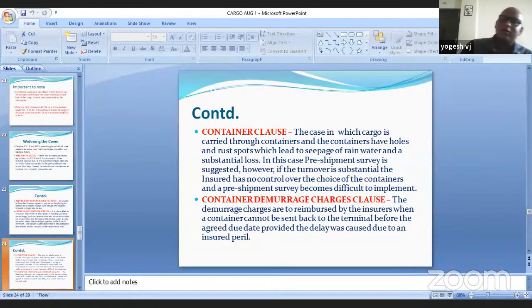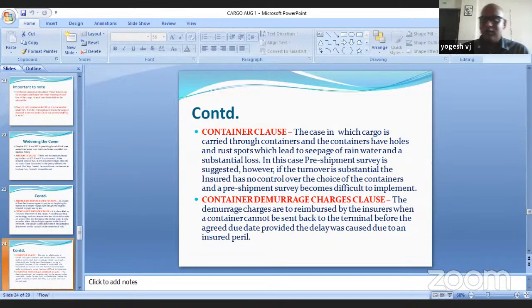Now then, there is a container demurrage charges clause. What is demurrage charges? See, the container does not belong to me. I am the importer. The container does not belong to me. I took the container on rent from you people. You are at Nhava Sheva. You are based at Nhava Sheva.